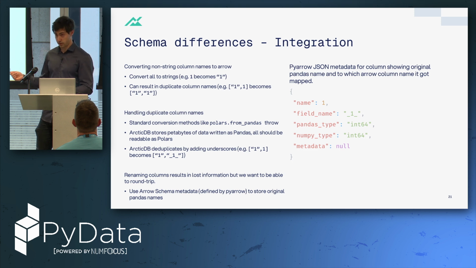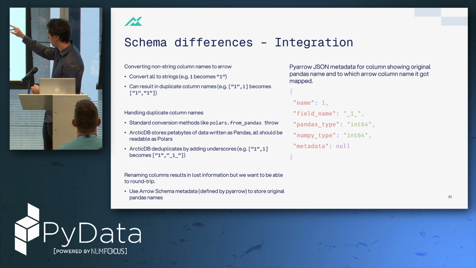Renaming columns is not ideal. We need to somehow preserve the original columns, what they were. So there is a piece in the Arrow schema which allows us to store metadata, and that's essentially where we store just some JSON metadata about the column, which allows us to return it back to Pandas if it's needed. So it has the original name, which is just the one integer, and the new field name, which is the one we see in the Arrow table.